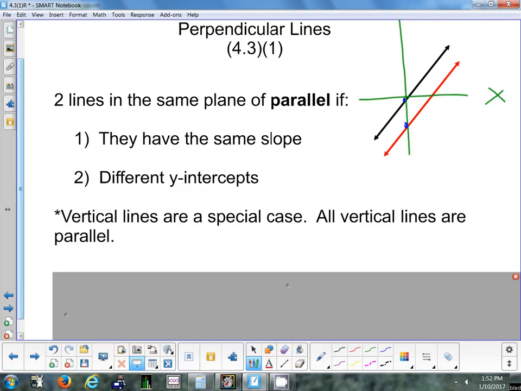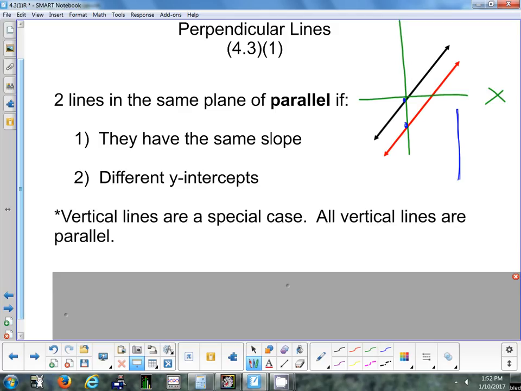All vertical lines are parallel, as long as they're not the same line. This is not parallel to that. They're right on top of each other.